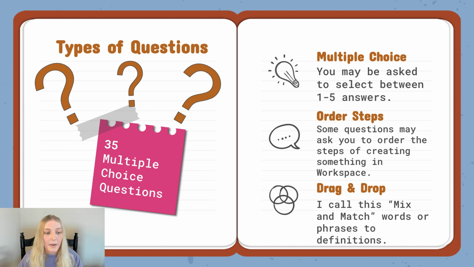For example, they may ask you a question like, how do you insert your own image into a header in Google Sites? And they'll give you 5 or 6 steps, and you have to put those steps in order to explain how to put a header in Google Sites. That's an example. There are also drag and drop questions, and I call these mix and match questions, where you have words or phrases and you match them to definitions. There are 35 multiple choice questions, and from my understanding that is the same for everyone that takes the exam. We all have 35 multiple choice questions.